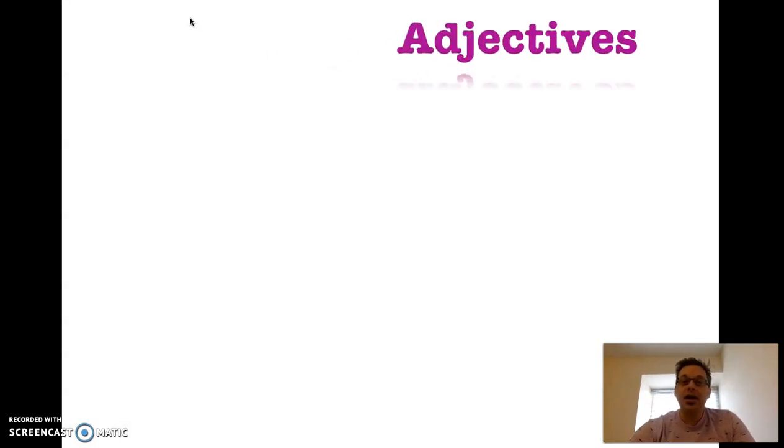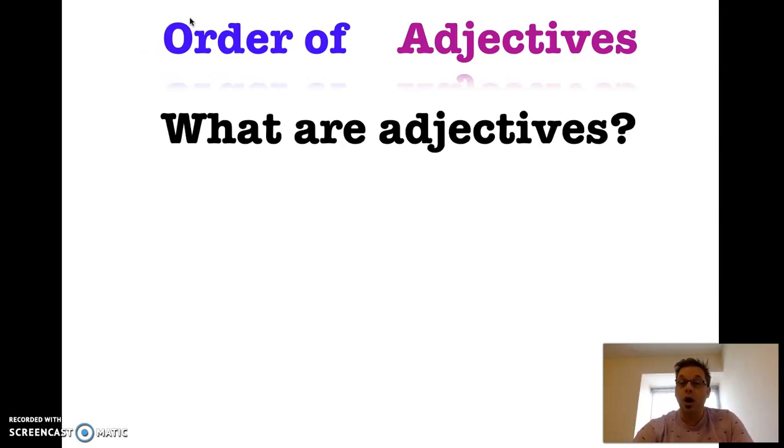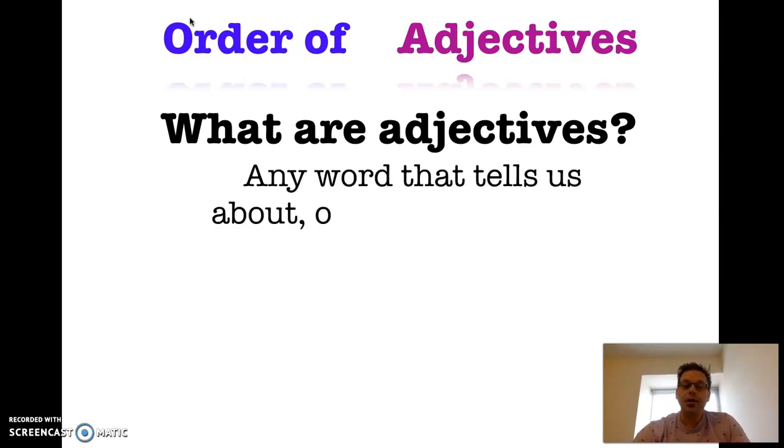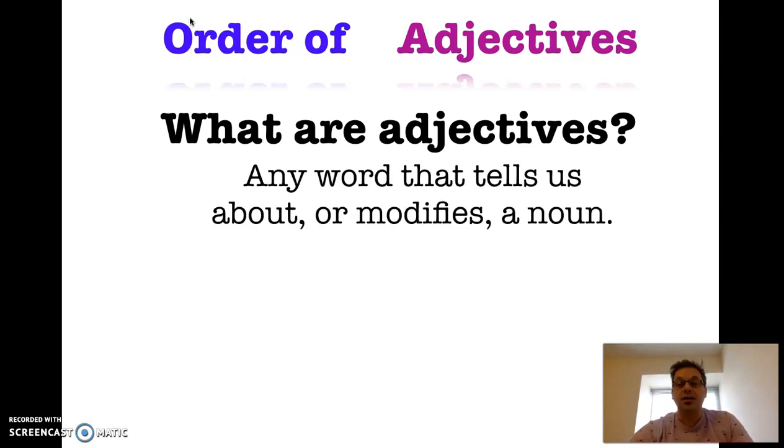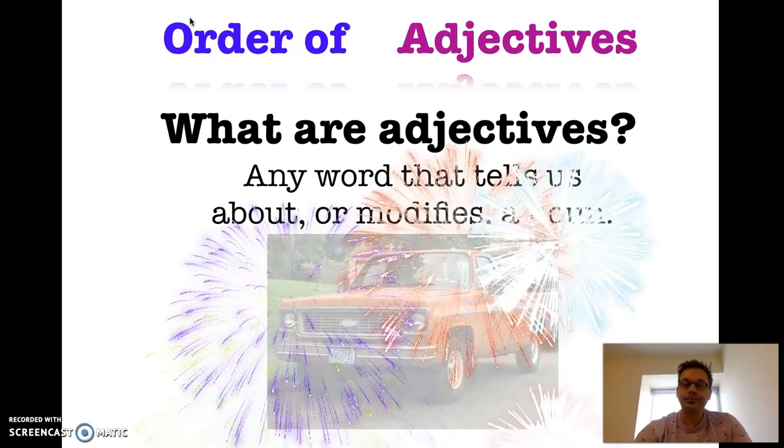Today we are looking at adjectives. Specifically, we are looking at the order of adjectives. But first, what are adjectives? Adjectives are any word that tells us about or modifies a noun. Let's look at an example.